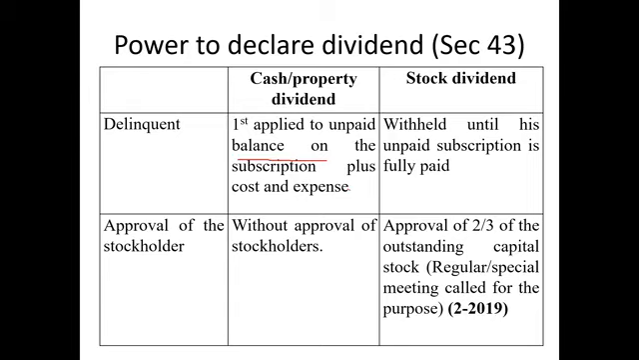And the second distinction is that sa cash or property dividend, hindi kailangan approval ng stockholders. But in stock dividend, kailangan ng approval ng 2/3 of the outstanding capital stock, either in a regular or special meeting called for that purpose. By the way, okay? Bago mag-declare ng stock dividend, kailangan dito ng approval ng 2/3 of the outstanding capital stock.